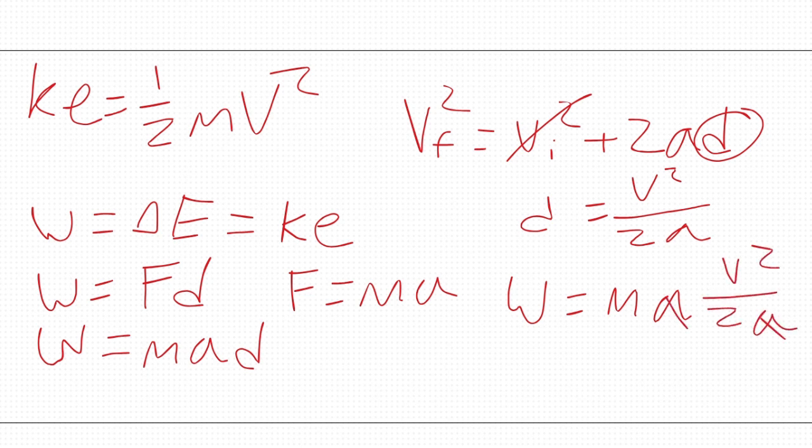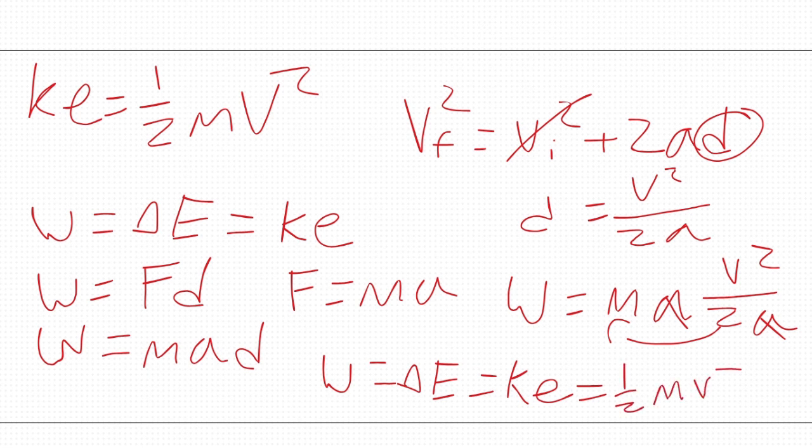Canceling this out, moving this 2 over here, we get that the work, which is equal to the change in energy of this object initially starting from rest, which will be equal to the kinetic energy, will be equal to 1/2 of the mass times the velocity squared. That's where the formula comes from.